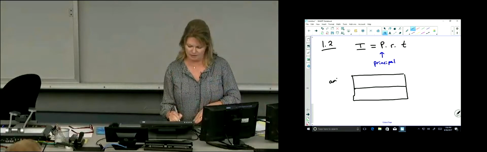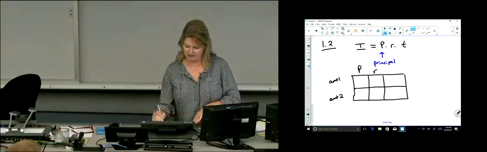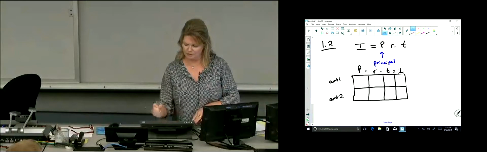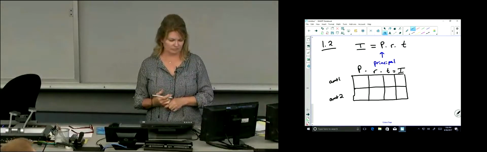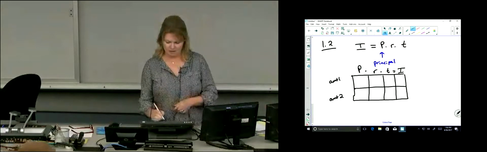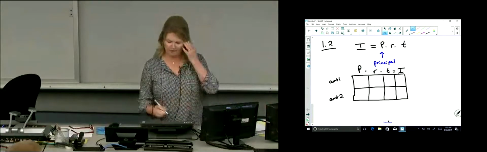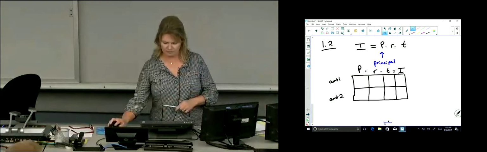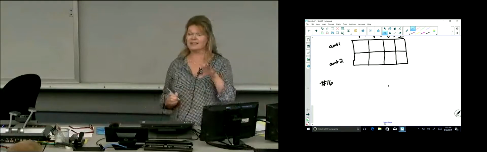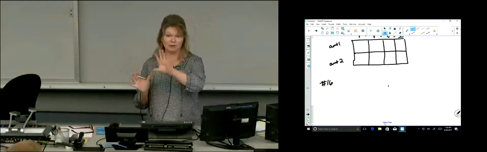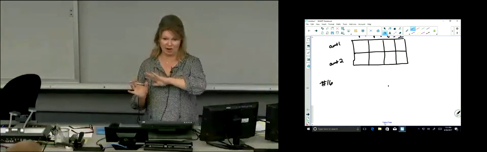So we'll just call this amount 1, amount 2. And we'll have our principal, our rate, our time. And if I multiply those together, that will equal my interest, the amount of money that I earn. So the particular one that they were asking me about was number 16. And for number 16, they already had the little chart worked out for you and filled almost everything in but the last column.